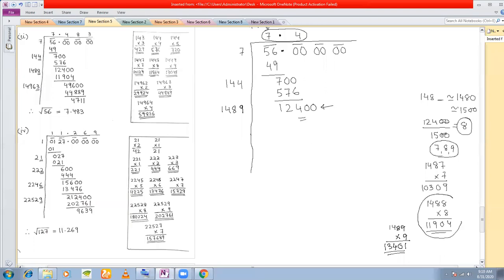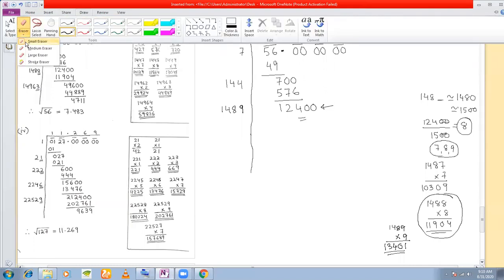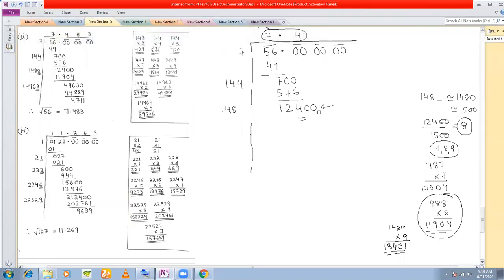We'll accept 1488 into 8. So what we do here is we place an 8. Yes, 8. And we place 8 here also. And 1488 into 8 is 11,904. Now you subtract, 9, and get a 4.